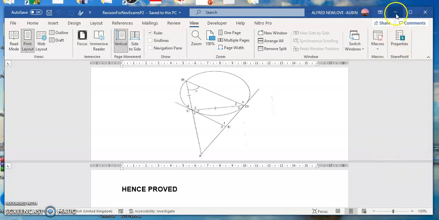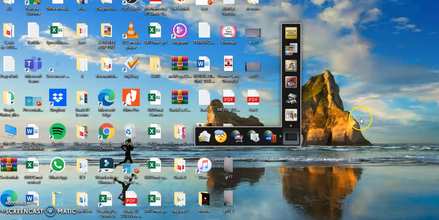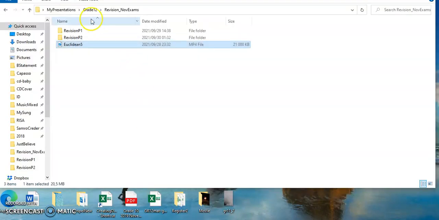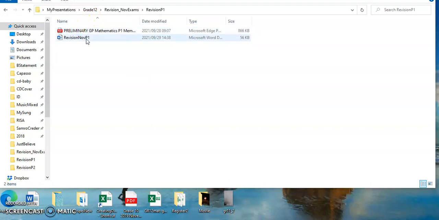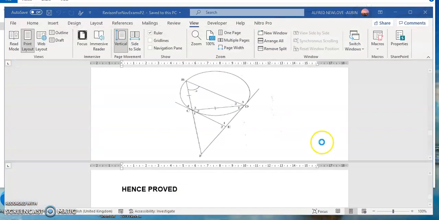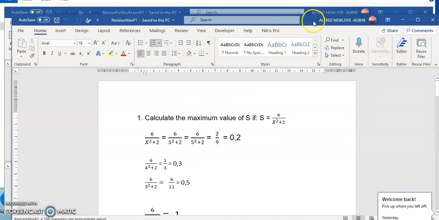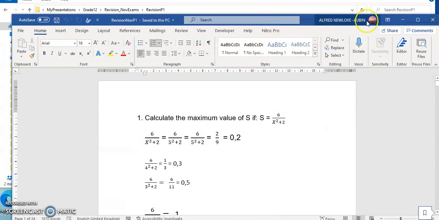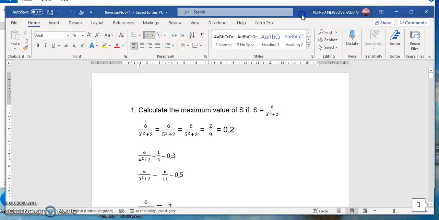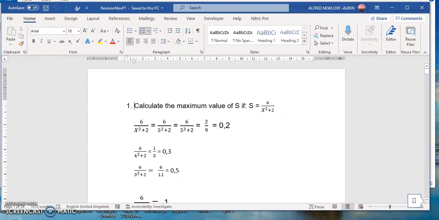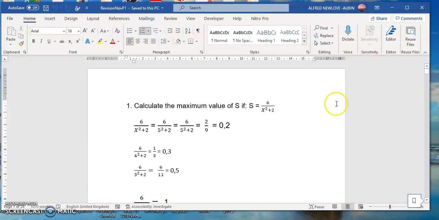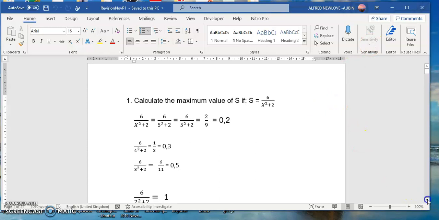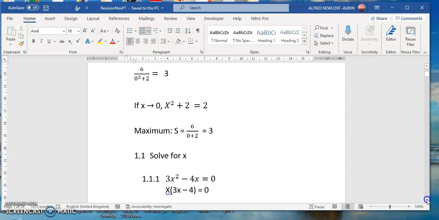We are going to take another question. Let's look at another question from paper 1. Let's move to paper 1. Now there was this question that I want us to look at.